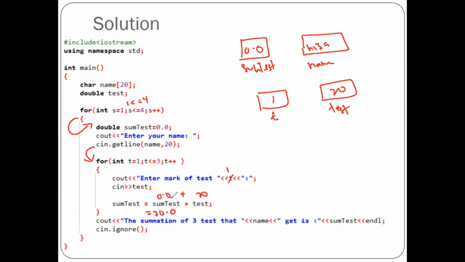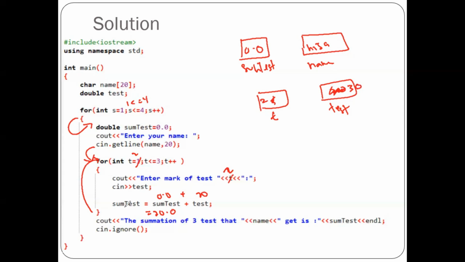So 20.0. And then dia akan naik balik ke sini. Dia akan naik balik ke sini. Kenapa? Selagi inner loop tak habis, dia tak akan keluar. Tu maksud dia. So sekarang T jadi 2. So adakah 2 less than or equal to 3? Yes. Bila yes, dia akan tanya lagi user, please enter mark of test. Apa? Test 2 pula lah. So user dapat, dia akan padam 20 ni, dia dapat 30.